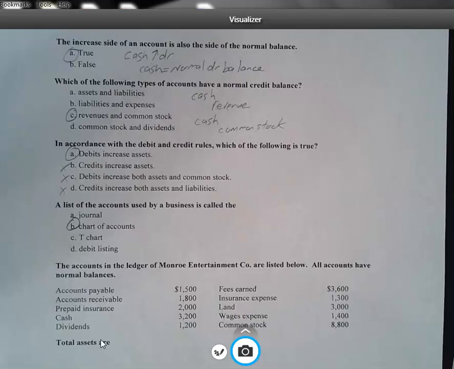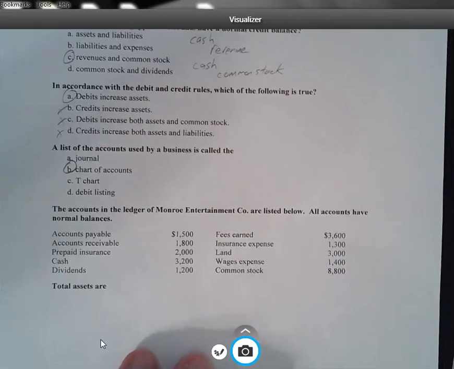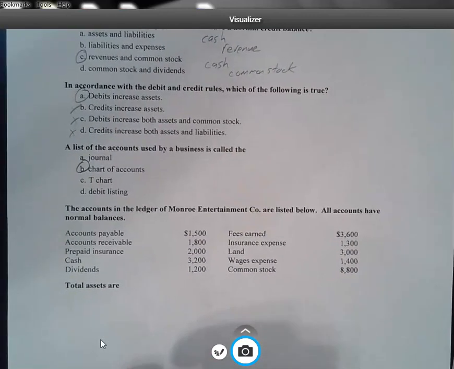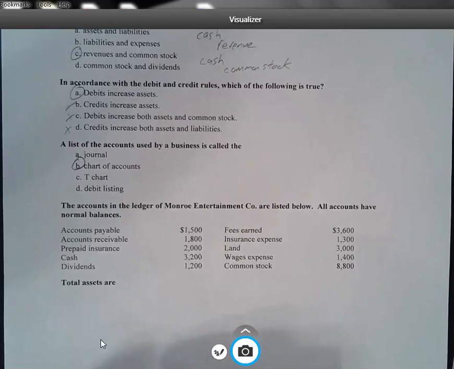All right, let's slide this paper up just a bit. The accounts in the ledger of Monroe Entertainment Company are listed below. All accounts have normal balances. And the question just says total assets are. So we need to know two things. The first thing is we need to be able to add. And I think you can do that, especially if you've got access to a calculator.